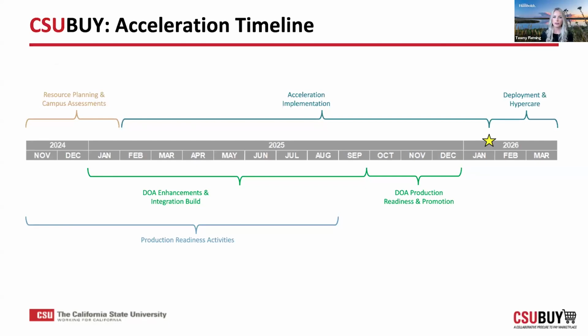This slide shows our high-level timeline. The 14 campuses that are part of this acceleration project are currently in the implementation phase, with readiness and deployment activities scheduled through early 2026.